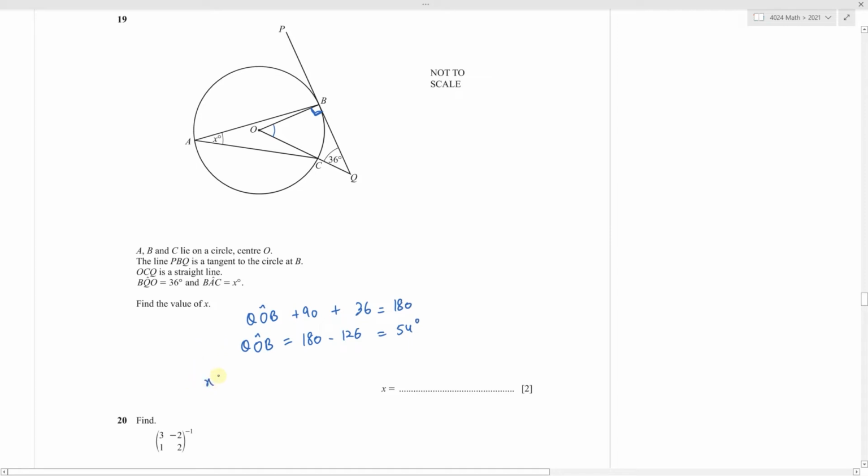Now you know that if this is 54 degrees, the angle at the center is twice the angle at the circumference. So the x value will be QOB divided by 2, which is 54 divided by 2, which is 27 degrees. So x is 27 degrees.